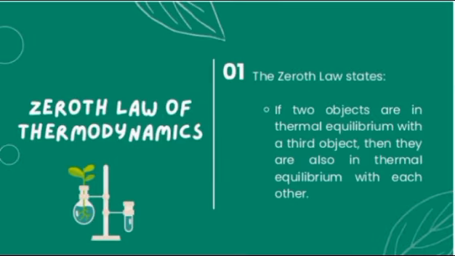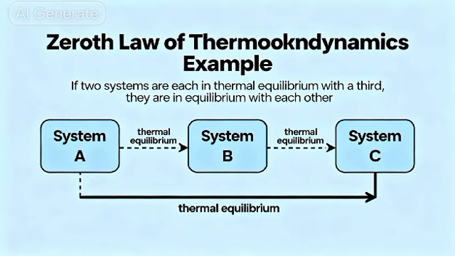It states that if two objects are in thermal equilibrium with a third object, then they are also in thermal equilibrium with each other. In simple terms, if two things are both the same temperature as something else, then they're also the same temperature as each other. This might sound basic, but it's actually a very important rule, because it helps us define what temperature really is.